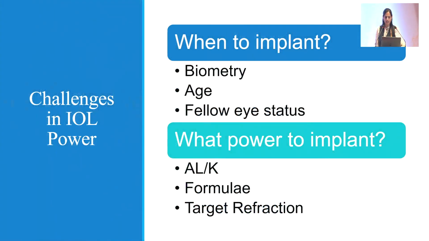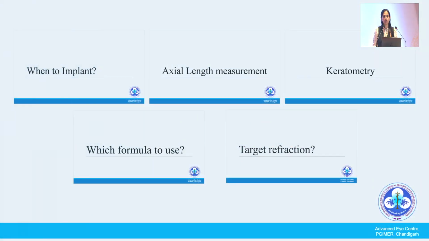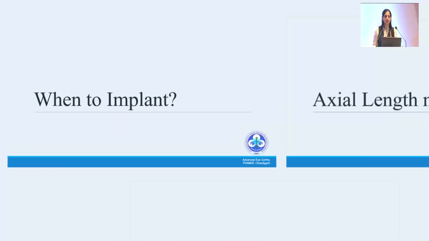So having said that, the challenges in IOL power are broadly classified into two aspects. We always have a confusion about when to implant an intraocular lens in a child, and then if we decide that we have to implant, what power to implant. The decision of when to implant is largely based on the biometry and the age of the child, and the power would be based on the axial length, keratometry measurements, and the target refraction that you aim at. So I'm going to be talking about these 5 aspects and try to simplify it.